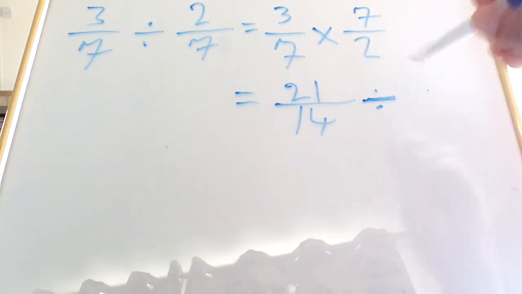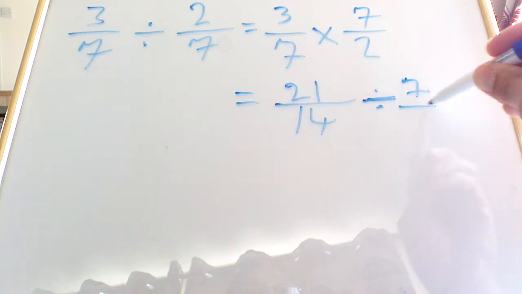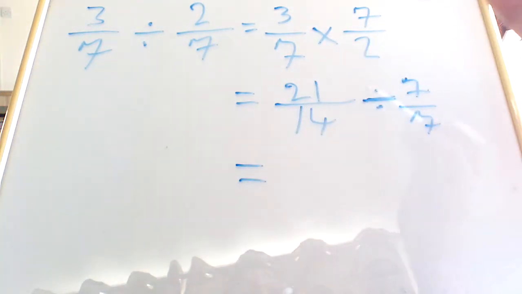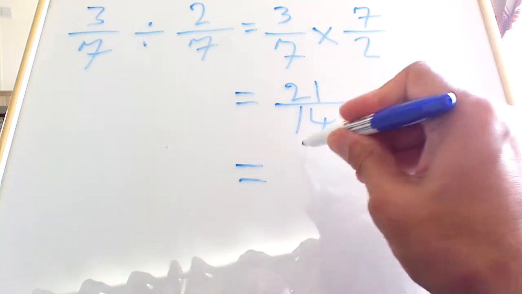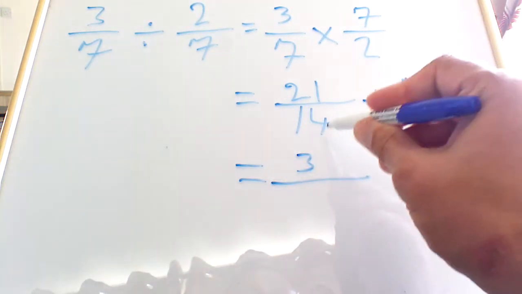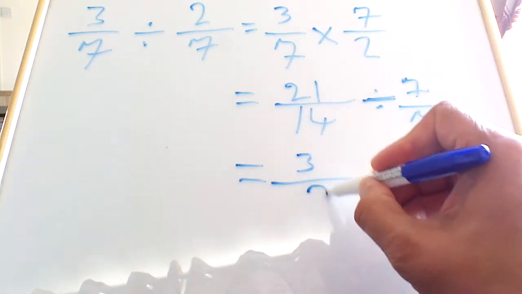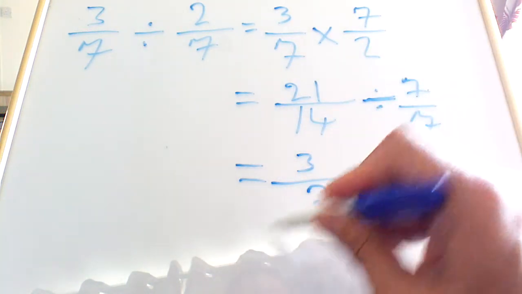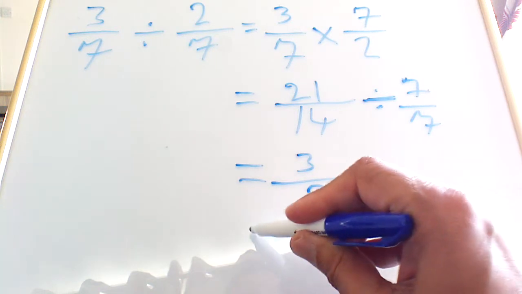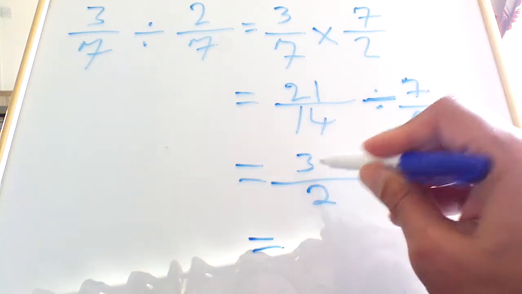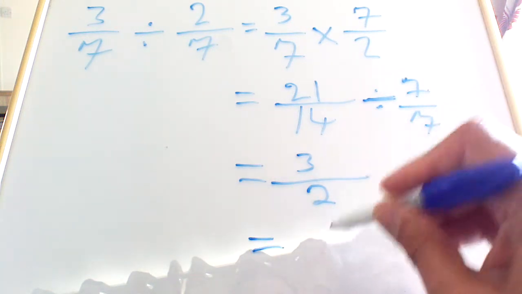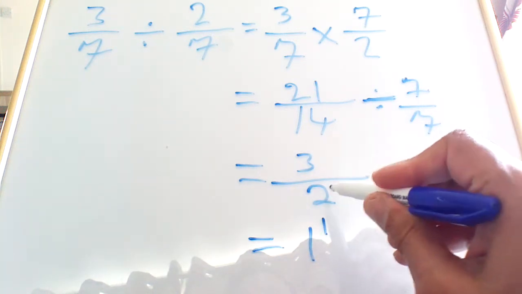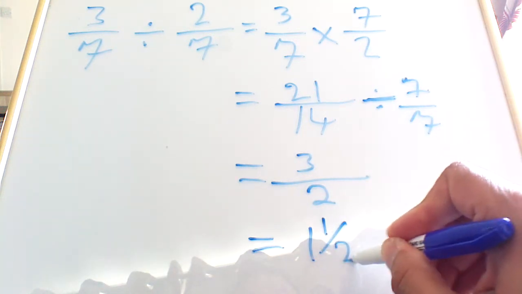Okay, so we're going to divide both of these by 7, and we're going to end up by saying, right, 21 divided by 7 will give you 3. 14 divided by 7 will give you 2. Now again we're left with a top heavy fraction, so we have to simplify it further. How many times does 2 go into 3? Well, 2 goes into 3 once. With how many left over? 1. We keep the same denominator, which is the 2.